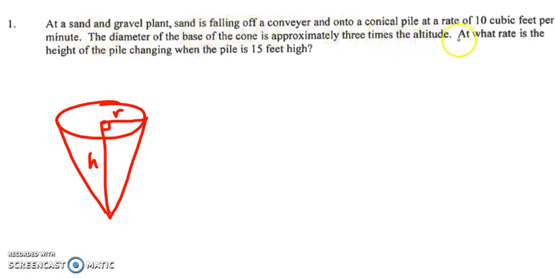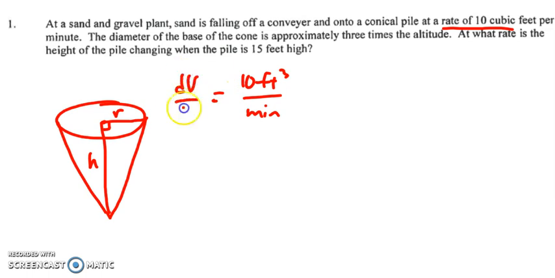So we know sand is falling off a conveyor belt at a rate of 10 cubic feet, so that's feet cubed per minute. So what is measured in cubic feet? Hopefully you're thinking volume. So that's dV over dt, with respect to time. The diameter of the base of the cone is approximately 3 times the altitude. Well, altitude is the height, and the diameter is 3 times that.